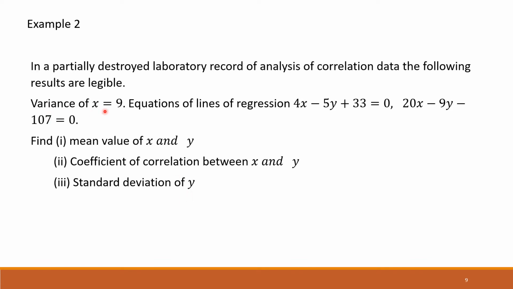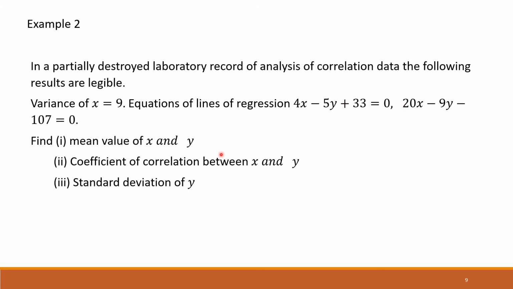So we are given variance of x. Variance of x is denoted by sigma x square. Sigma x square is 9, which means sigma x is equal to 3. We have to calculate sigma y. We have to also calculate the mean value of x and y and the coefficient of correlation. So mean values of x and y are got by solving these two equations simultaneously.